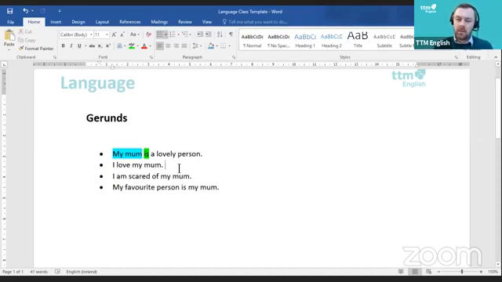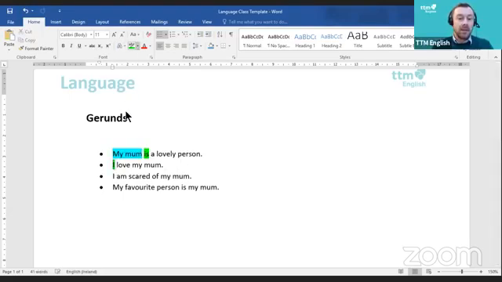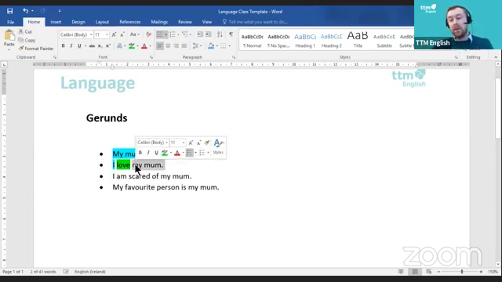What about the next sentence? I love my mum. I is a subject, love is the verb, my mum is the object. I've made that the wrong color. So I is the subject, love is the verb, and then it's a direct object, isn't it? If you remember, the love goes to my mum. So my mum receives the verb. That's obviously a transitive verb, to love.